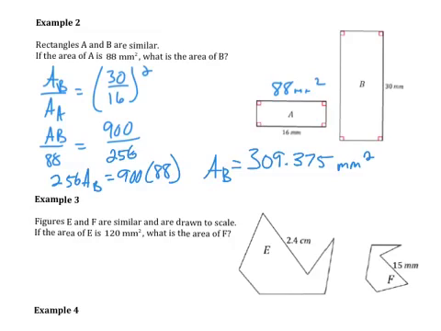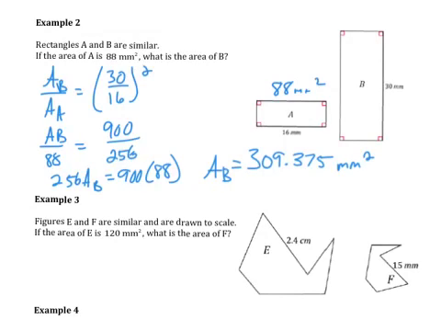The other way you could have done this is just multiplied the area of A by the scale factor squared instead of doing the cross multiplication. Either way you'll get the same answer. But the key is you find the scale factor, 30 over 16, and square it, and then you multiply that by the area.